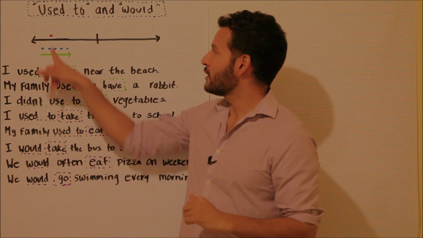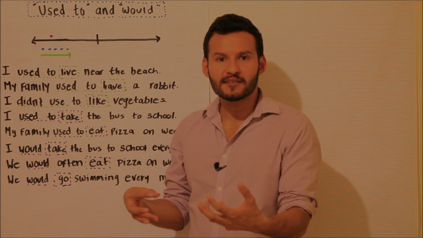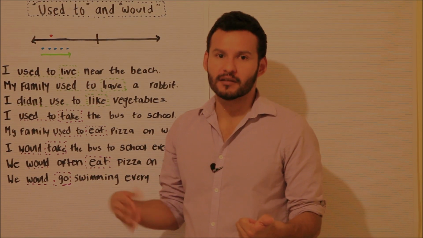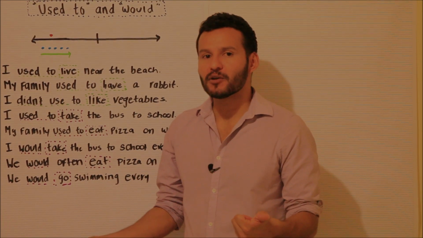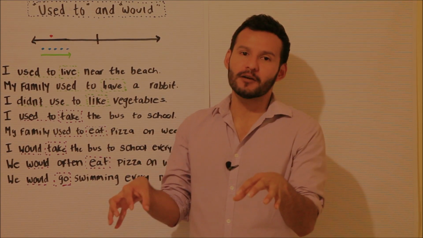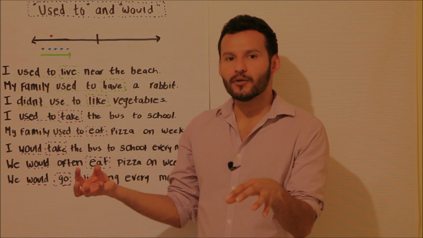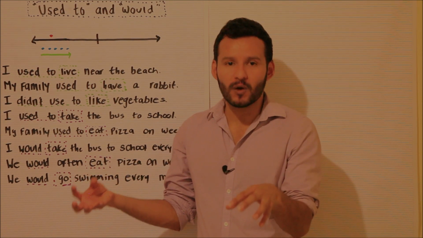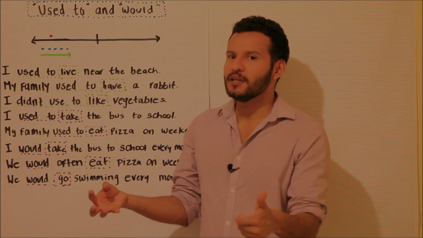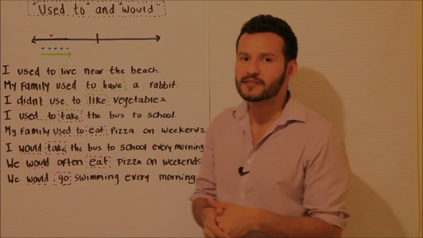So number one, represented in red, is an action that happened once in the past and it finished in the past and that's it. So for example, if I tell you that I went to Brazil in 2001, that's an action that happened only once. If I tell you that when I was 11, I had an accident on my bike, this would be another example of an action that only happened once. And for this type of action, it is not correct to use used to, and it is not correct to use would. So basically, you would simply use the simple past.